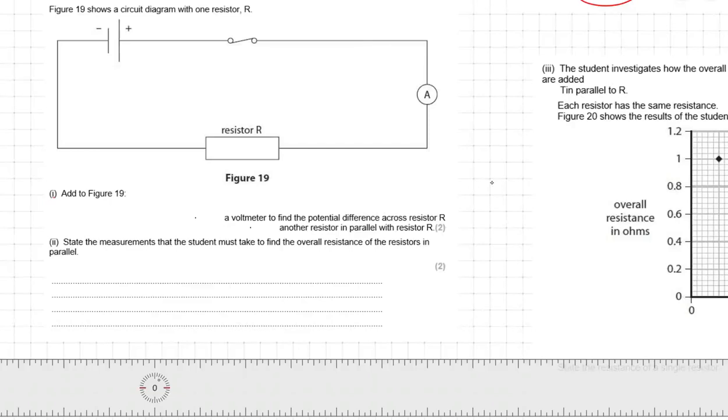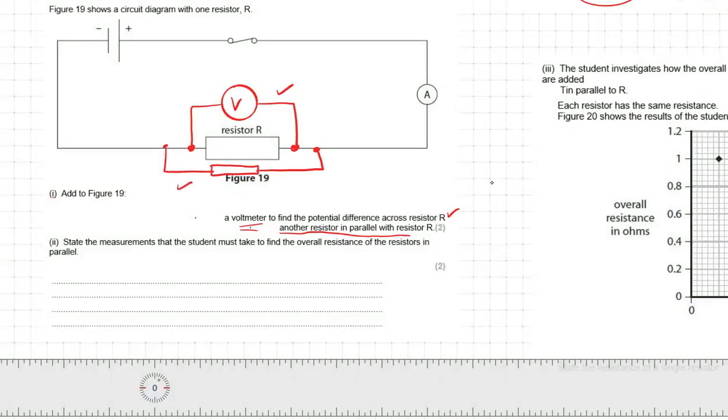So what we are doing is we need to add a voltmeter across R. How do we add a voltmeter? A voltmeter is always connected in parallel. You use a ruler, make sure that the line is straight. This is done. Next, we need to add another resistor in parallel to R. So this is R, add another resistor in parallel. So here we go. Another resistor in parallel. Done. 1 mark for voltmeter in parallel, 1 mark for another resistor in parallel.